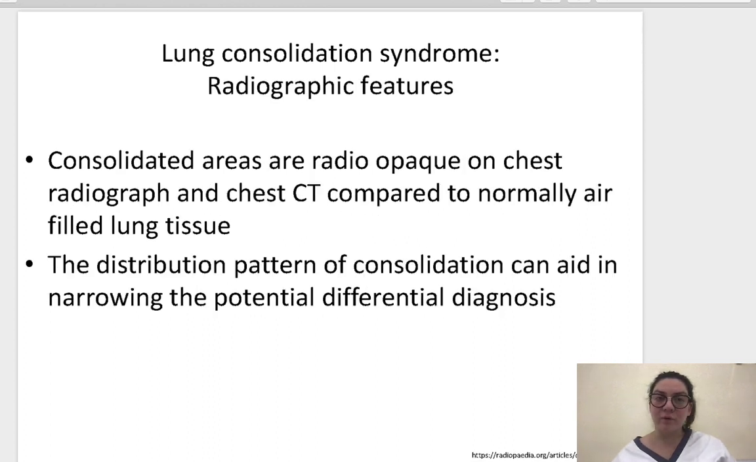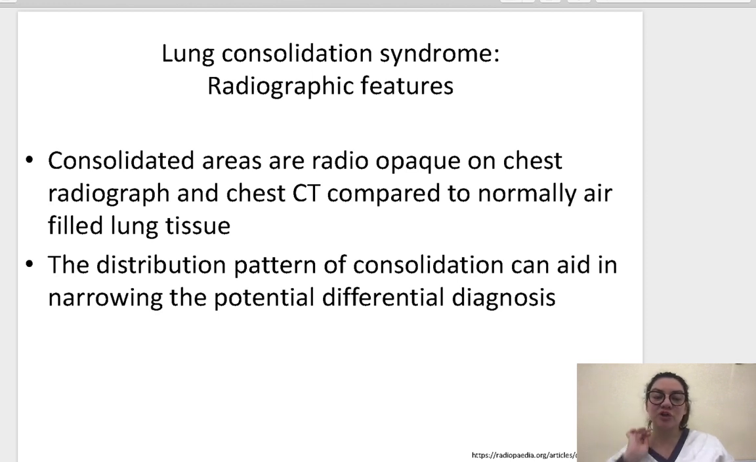How to confirm lung consolidation syndrome? Yes, first of all, it is radiographic features. You see from the previous slides and all those pictures that in first place it is radiography or chest X-ray that helps us to determine the place, the localization, and maybe sometimes the cause of lung consolidation.